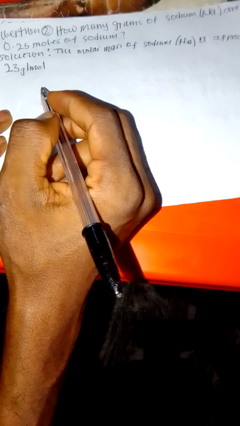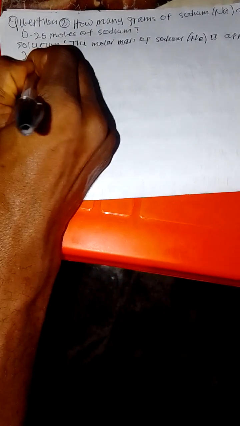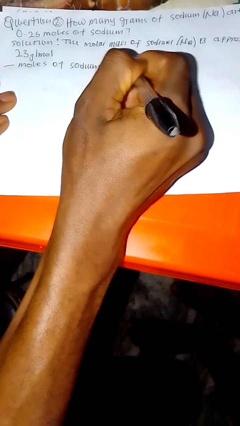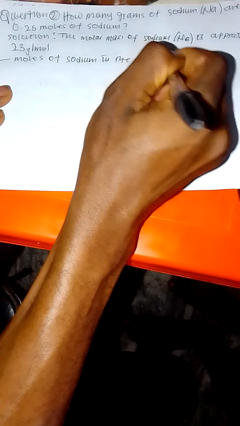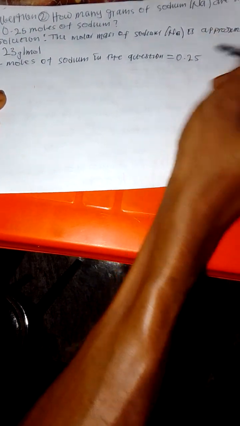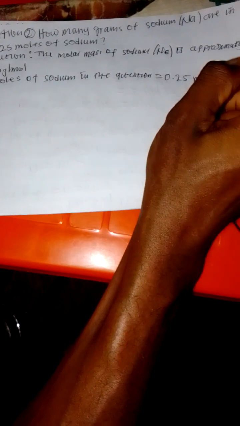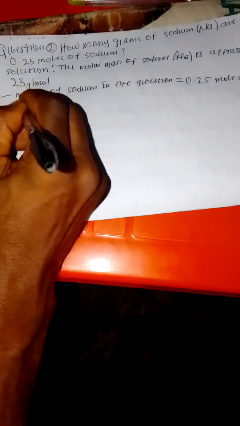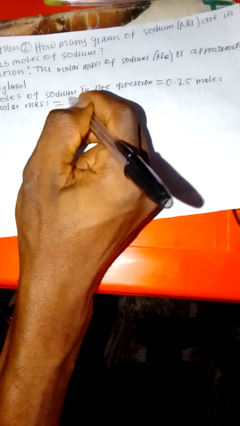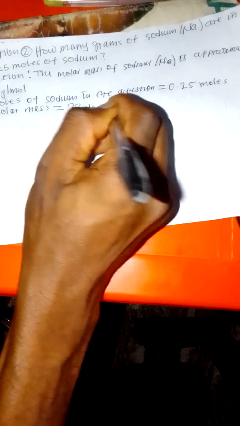So let's go into the calculation. The moles of sodium in the equation is 0.25 moles. So the molar mass is 23 grams per mole.